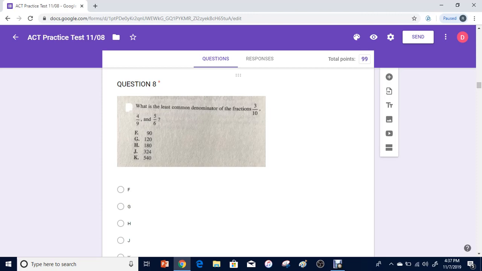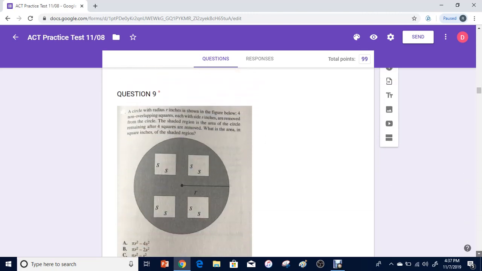Okay, finding my least common denominator. Okay, I'm going to use the calculator for this. Go to math, go over to number, use the LCM function. You'll type in 10, 9, get a number. Then you'll do the same thing. Take that number, that was the LCM of 10 and 9, and then do it with 6, and that'll give you the right answer. All right, next one.